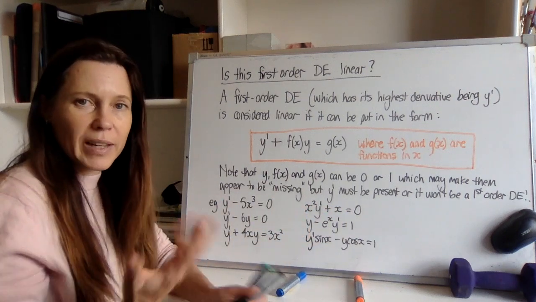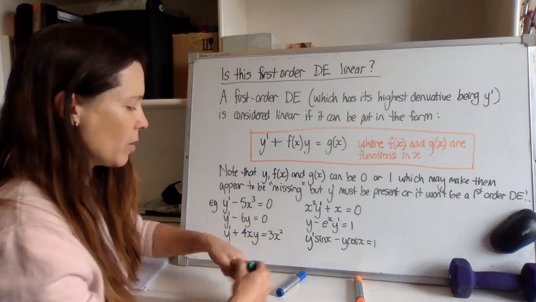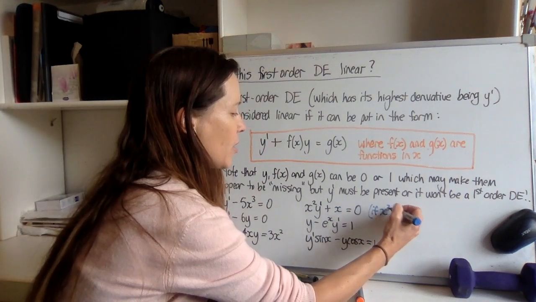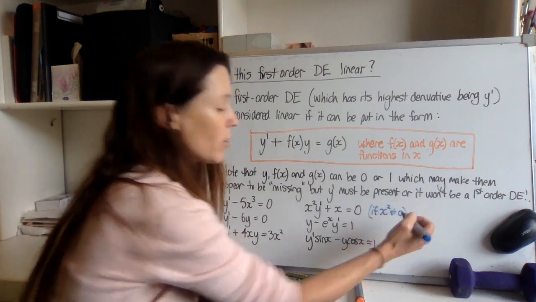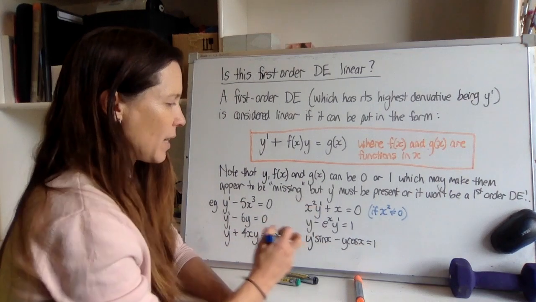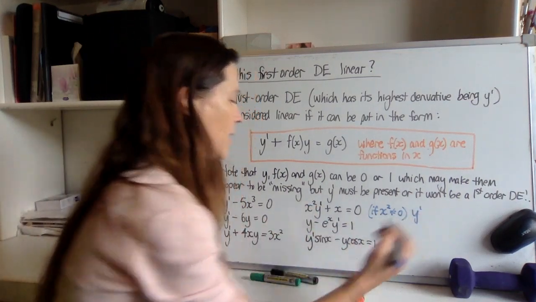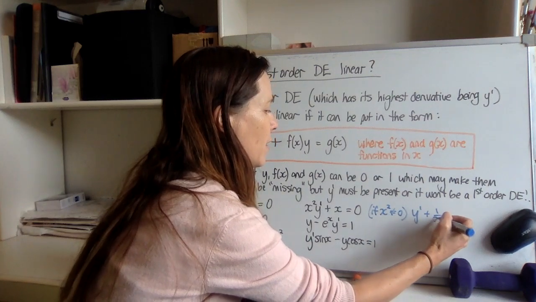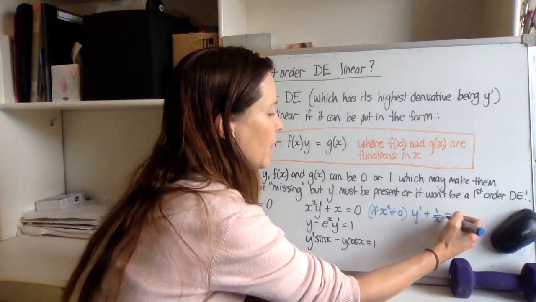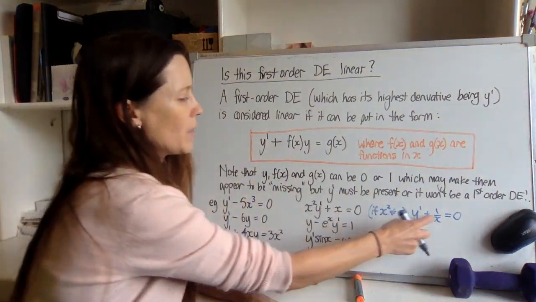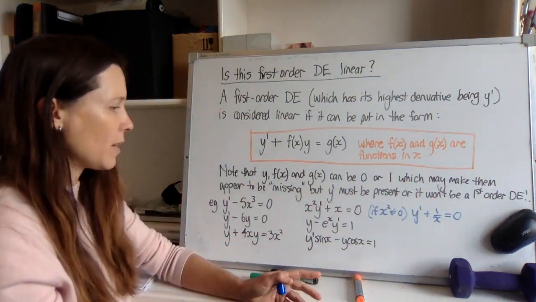Now, we can't divide by x squared if x is equal to 0. So we'd have to say, assuming that x squared is not equal to 0, because if it is, we can't do this, then we could divide this term by x squared and say we've just got y dash, divide x by x squared, and that'll give us 1 over x, and divide 0 by x squared, and we'll have 0. And now it's in that form, y dash plus some function of x equals another function of x.